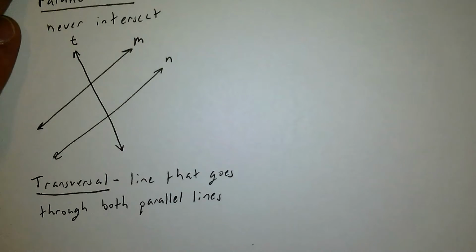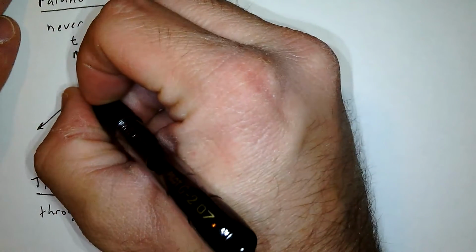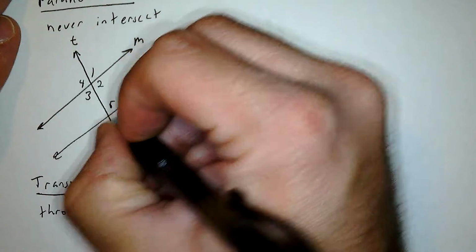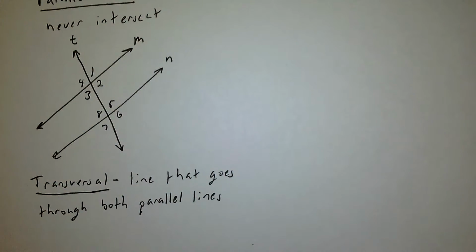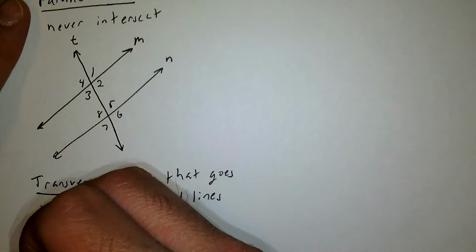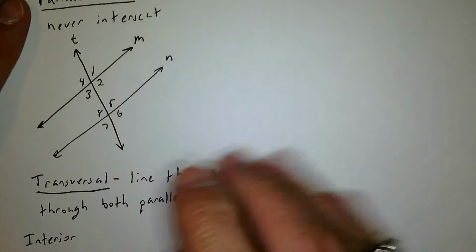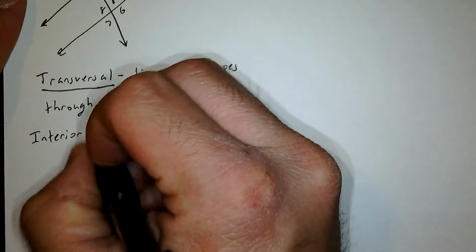Now, what if we had angles on these lines? So what if I were to label this as angle 1, this is angle 2, angle 3, angle 4. And we would label this as angle 5, angle 6, angle 7, and angle 8. Okay, well, we can call these angles different things. So let's say I'm going to call these interior angles.